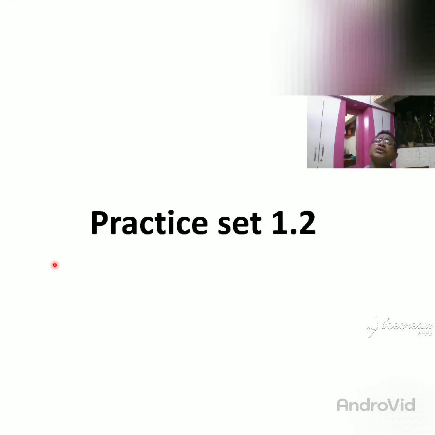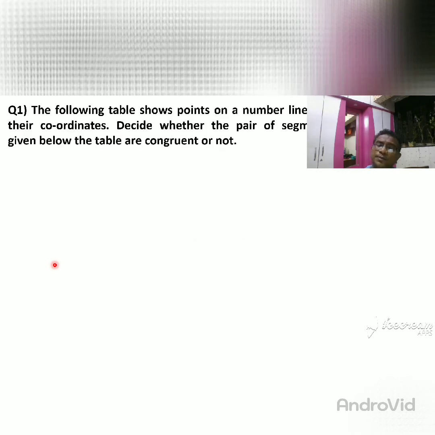Okay. So that is the basic knowledge required to solve the practice set that we have learned, and I hope that my sincere students understand what I taught you. So we are going to see practice set 1.2, problem number 1.